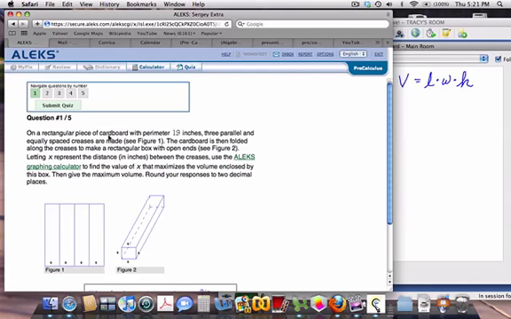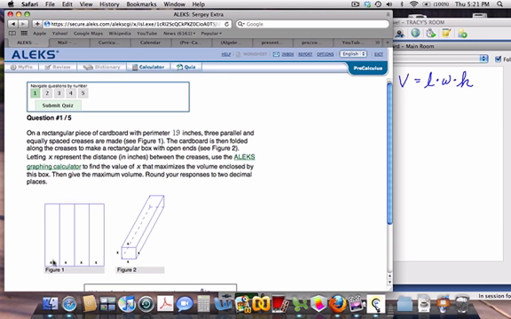Right, when you have a word problem that talks about a rectangular piece of cardboard with a perimeter of 19 inches, 3 parallel and equally spaced creases are made, so cutting this rectangle into 3 pieces. The cardboard is then folded along the creases to make a rectangular box with open ends. Okay, so we're going to make a box that looks like this, figure 2.